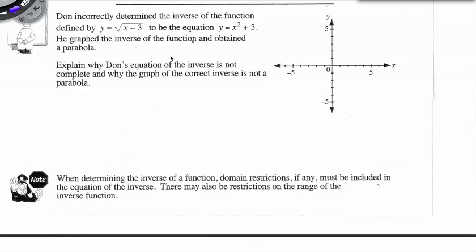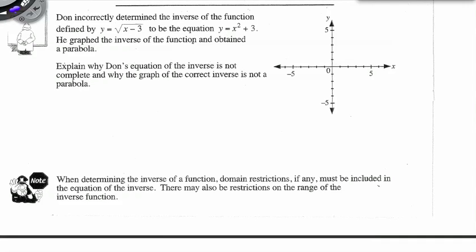An example here, example 4, it's saying that Don determined the inverse of the function defined by this. He determined it to be this equation here. Now notice that equation is the equation of a parabola. This we know does not look like a parabola. He graphed the inverse of the function and obtained a parabola. Fair enough. Explain why Don's equation of the inverse is not complete, and why the graph of the correct inverse is not a parabola. What does this look like?